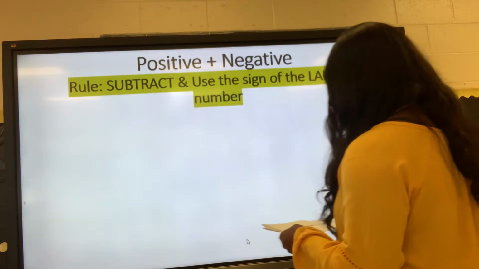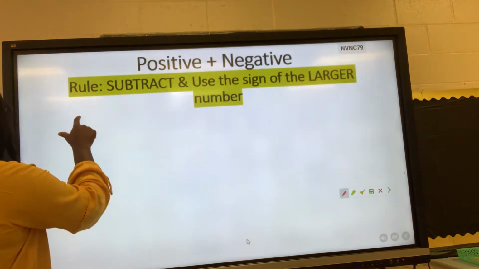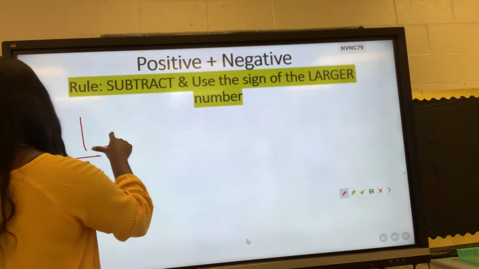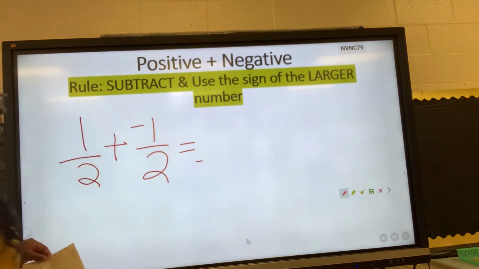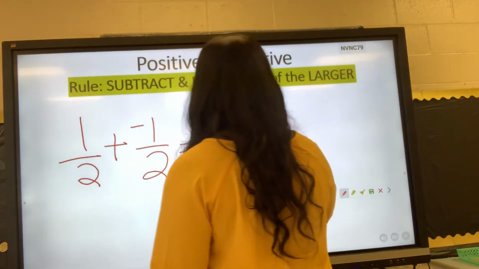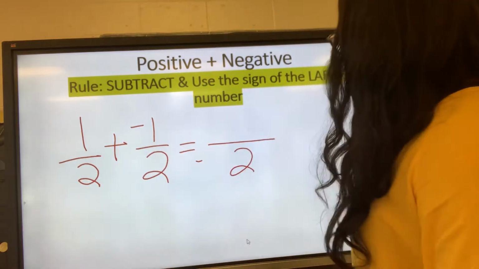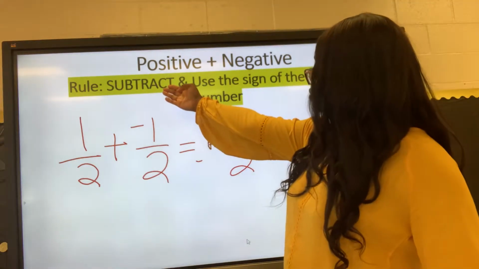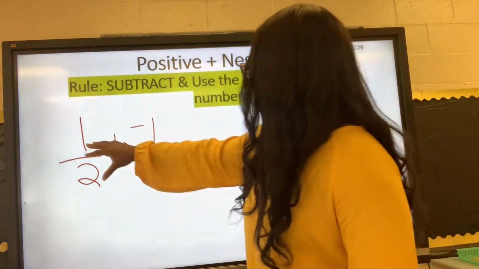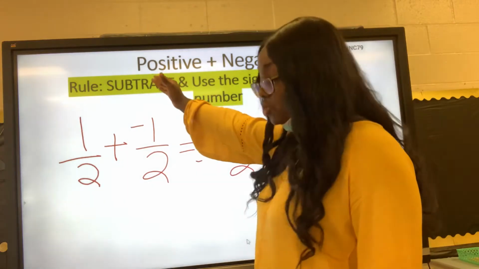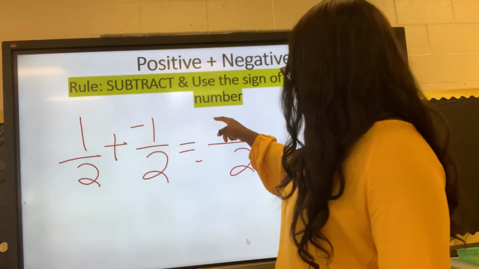Okay, let's move on. Let's do a fraction. So we have 1/2 plus a negative 1/2. Now, from the previous lessons, we have learned that when you have the same denominator, you just bring it over, you keep it. So let's start off by bringing over our denominator. Now, this rule tells you to subtract, okay? So we have the denominators done, so let's focus on the numerators. We have to subtract the numerators. So we bring it over.